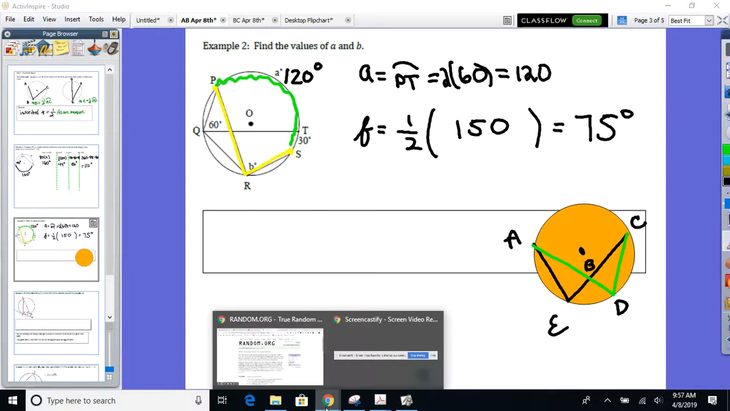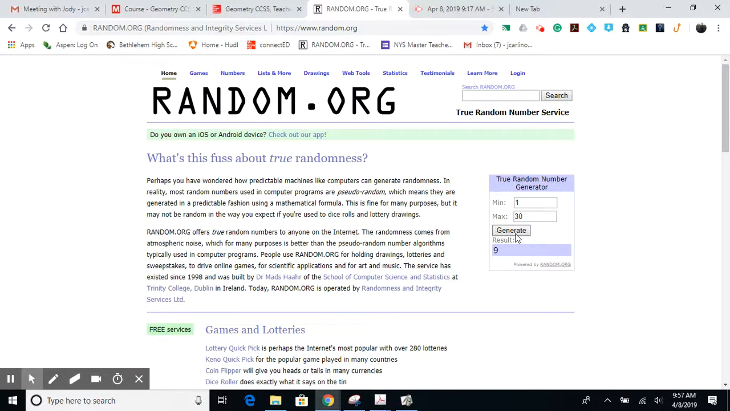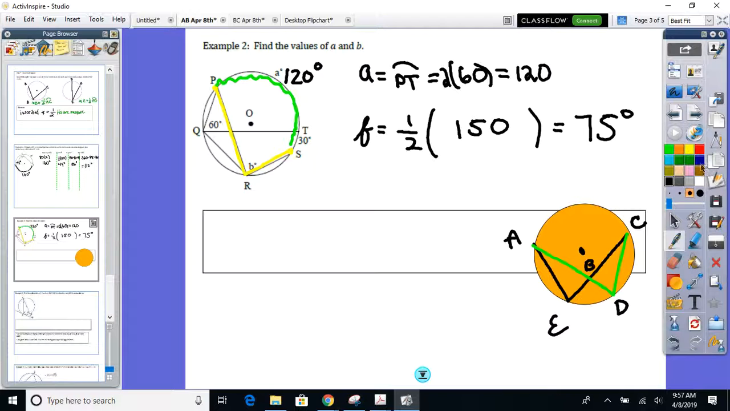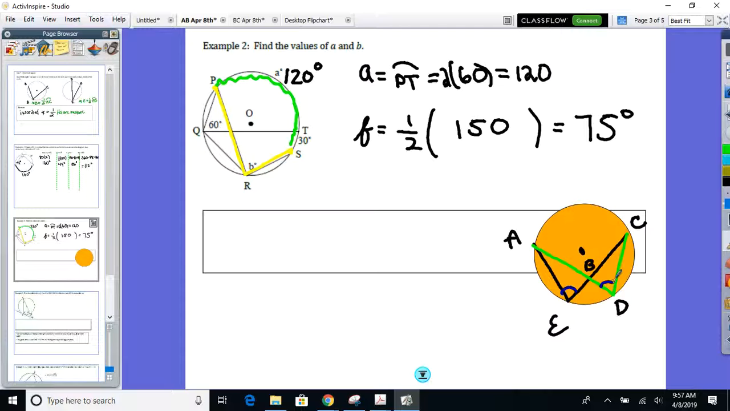Okay, let's go around the room here. Name a pair, one pair. ABC. Got it. These two right here. That was one I did not expect right off the bat. I expected people to say the vertical angles, which are true.